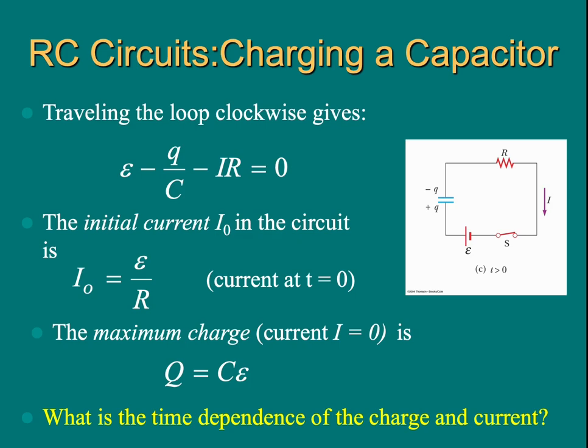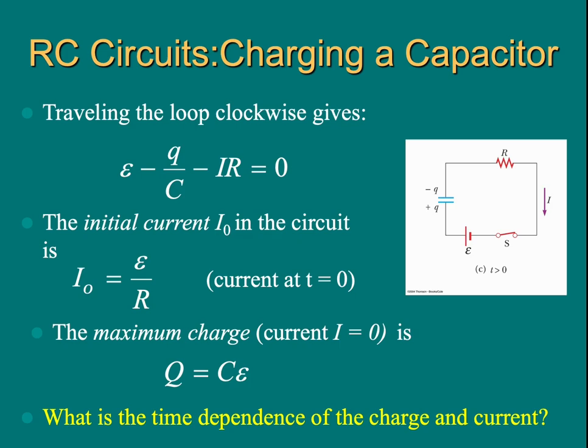At the very beginning, there is no charge on the capacitor, so there is no potential for the capacitor. The initial current should be given by epsilon over R when t is 0 seconds. At a very long time after we close the switch, there would be no current in the circuit because the capacitor is fully charged. The potential of the capacitor equals the potential of the EMF. So the charge on the capacitor is given by C times epsilon.